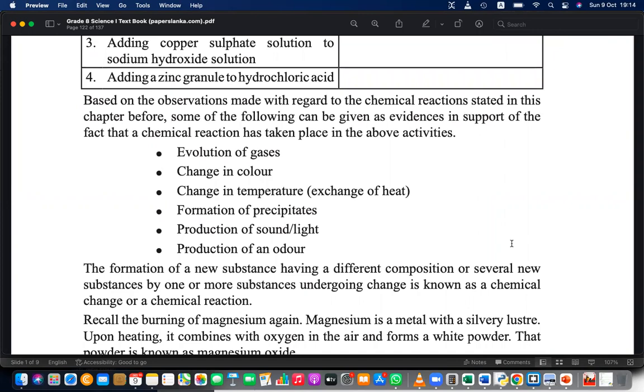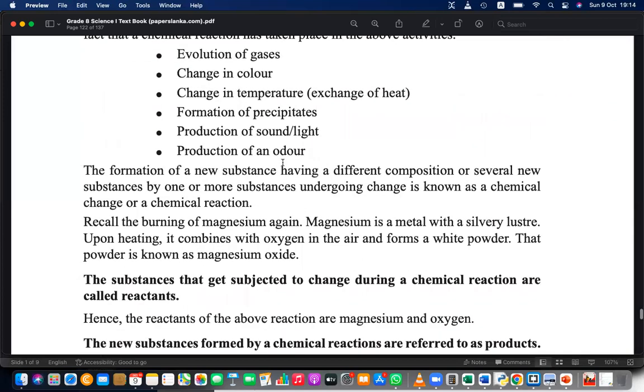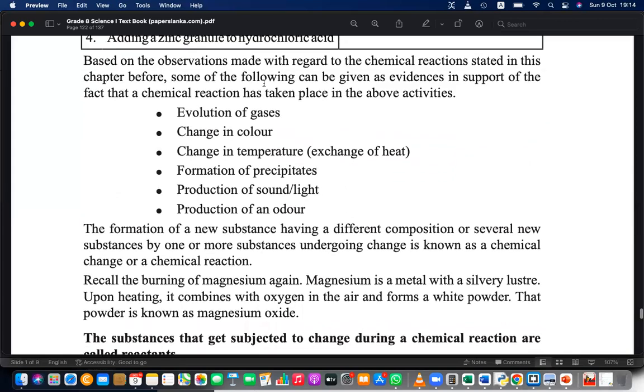Formation of precipitates, solids that form in the solution, so formation of precipitates. Then production of sound or light, that can also be, and production of odor, a smell can also occur. Those things are the results when there's a chemical reaction.